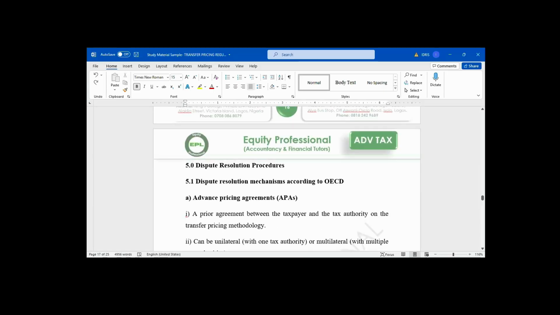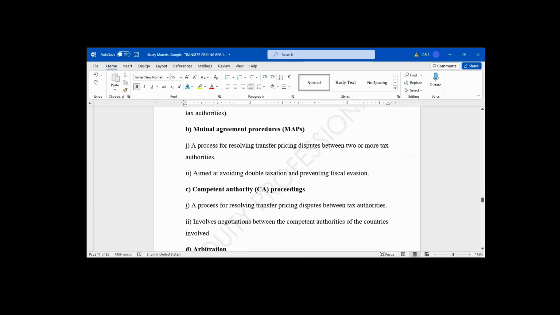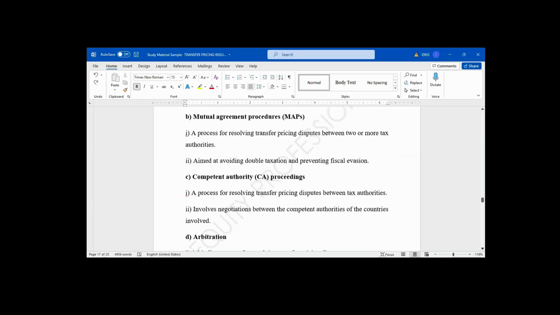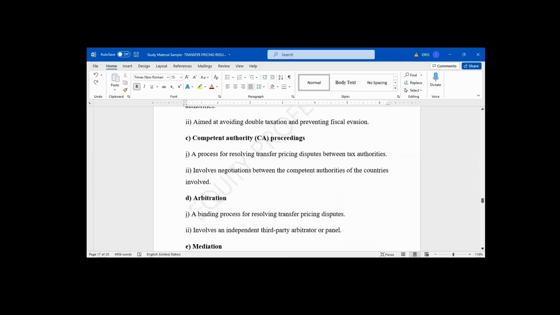Another dispute resolution mechanism recommended by OECD is called competent authority procedure. Competent authority procedure is a process of resolving transfer pricing disputes between tax authorities. This involves negotiation between the competent authorities. Who are the competent authorities? The Minister of Finance of a country. They are the competent authority. Two Ministers of Finance of different countries can come together to resolve a dispute on transfer pricing.